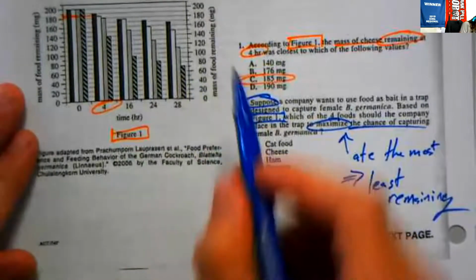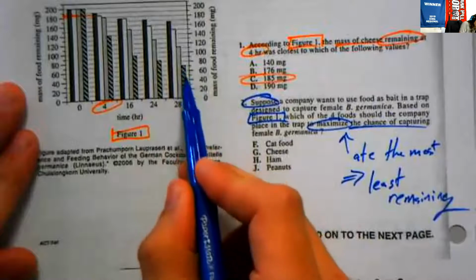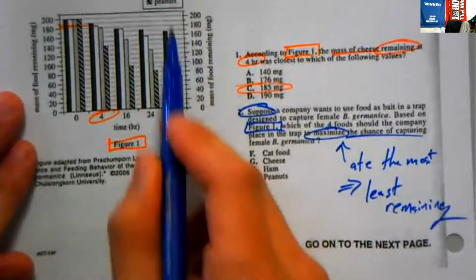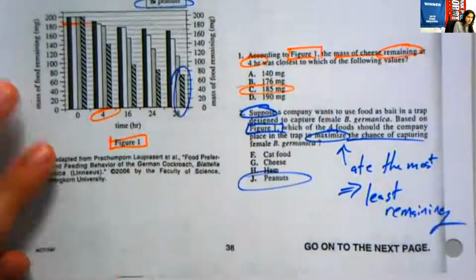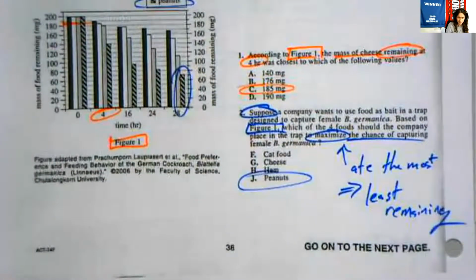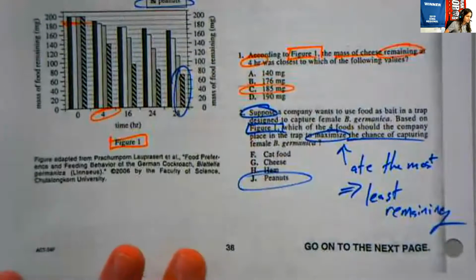What had the least remaining? Looking over this graph, looks like the dashed one here has the least remaining. Looks to be peanuts that have the least remaining. So that's going to be answer option J there.